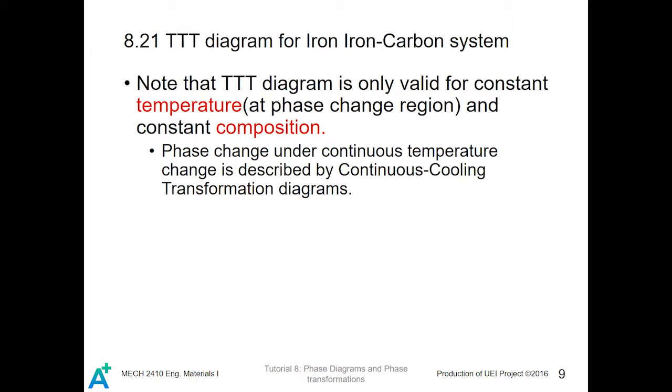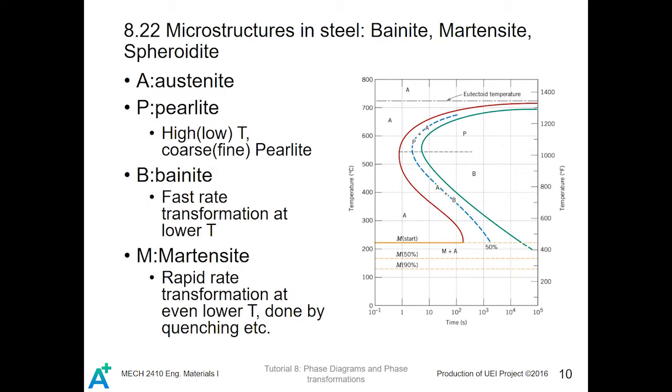Note that the TTT diagram is only valid for constant temperature at the phase change region and a constant composition. Phase change under continuous temperature change is described by continuous cooling transformation diagrams. Microstructures in steels: bainite, martensite, and spheroidite. At different cooling rates, different microstructures will form in steel.